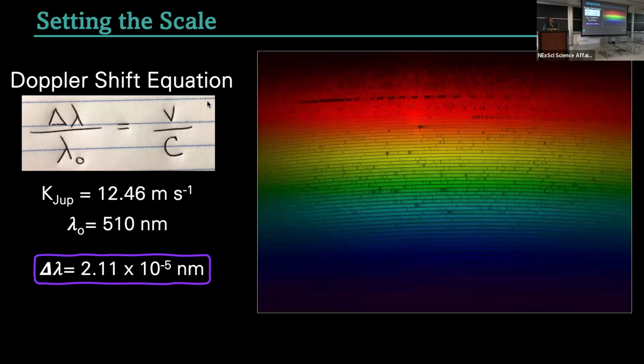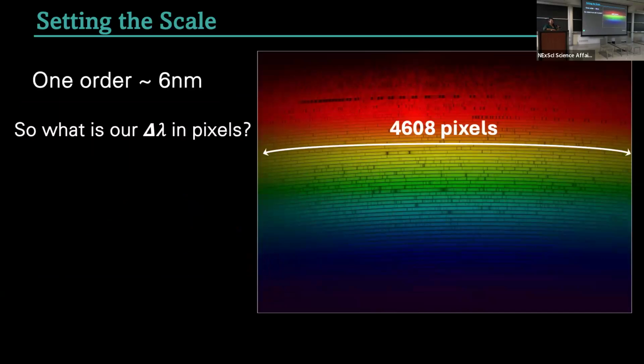If we translate that to a Doppler shift, if instead of meters per second, we translate that to the actual wavelength shift that we would be observing, and I set the measurement in the green part of the spectrum at about 500 nanometers, because this is where a lot of our visible instruments operate right now, that is a Doppler shift of 2 × 10⁻⁵ nanometers. It's a small number.